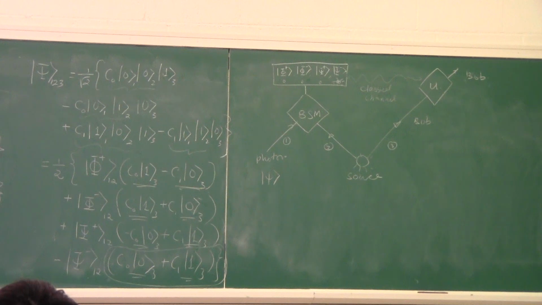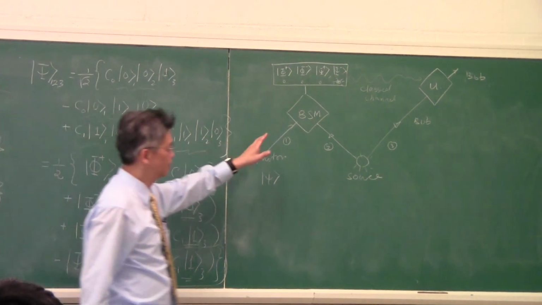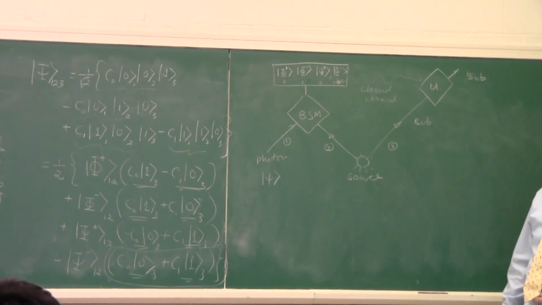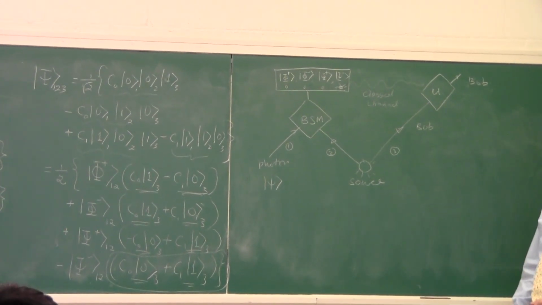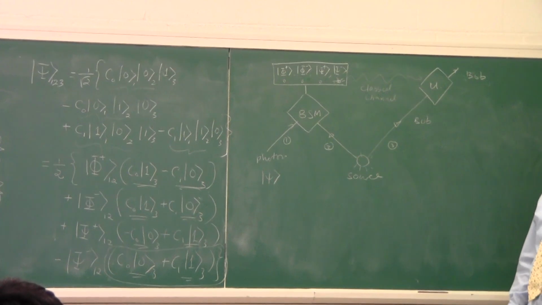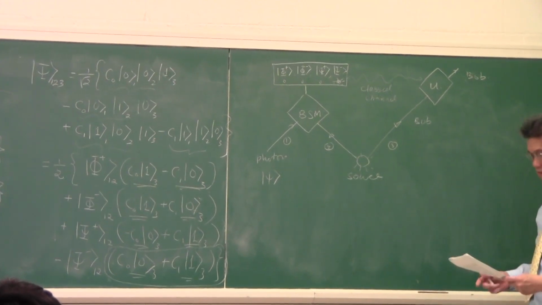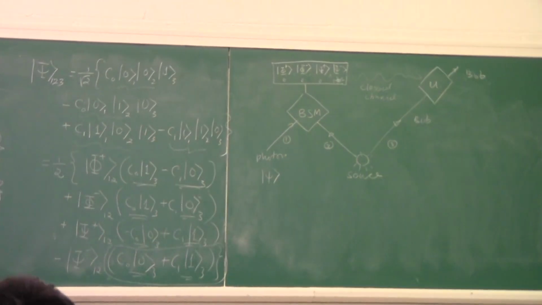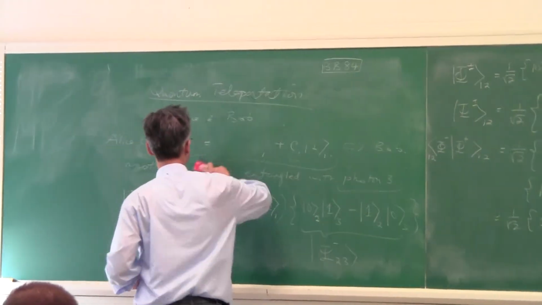So in a sense, it's a lot easier to send this information than to send the entire state of the photon over to Bob. And in this manner, she can send the entire state of the photon to Bob. Okay? If not, I'd like to talk about Bell's theorem, if you don't have any more questions.